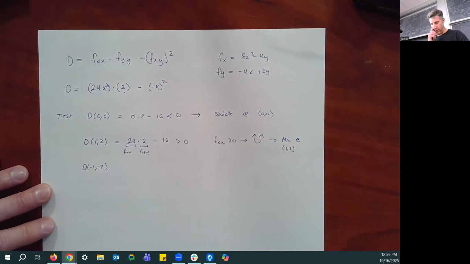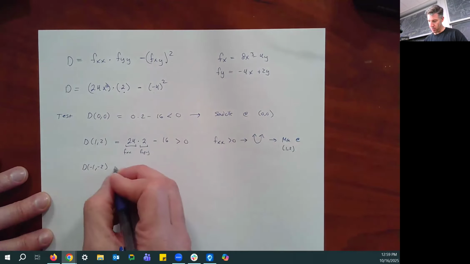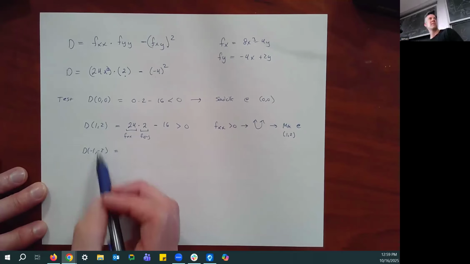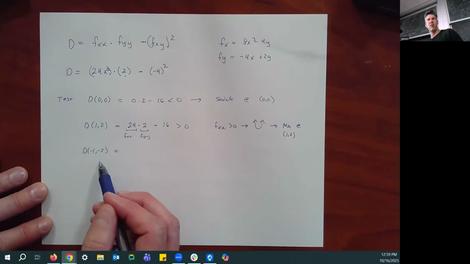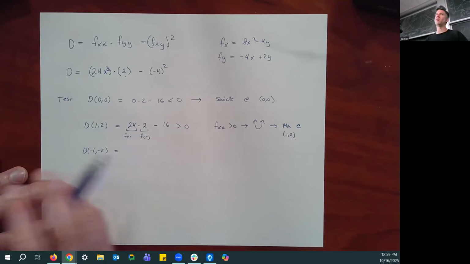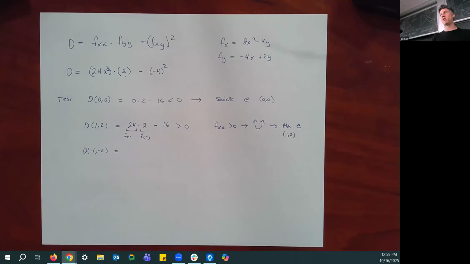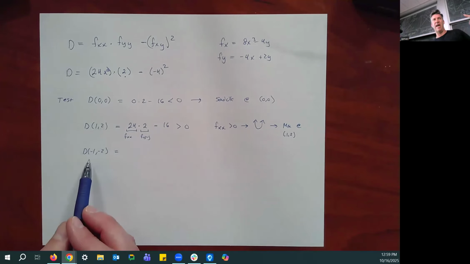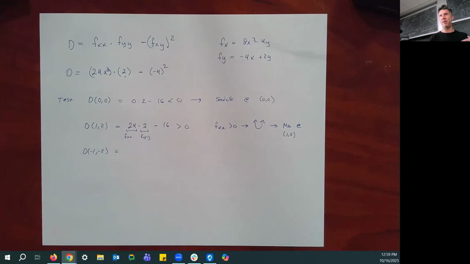And I wouldn't be surprised if the other value gives us the same result. Oftentimes, when you have critical points that are the same as each other or opposites of each other, like 1, 2 and negative 1, negative 2, you often end up with the same result. They're both going to be saddles, or both maxes, or both mins, or one's a max and one's a min. But rarely is it ever that 1 comma 2 gives you a max and negative 1 comma 2 gives you a saddle. That kind of thing just doesn't really happen because of the way these equations typically work.